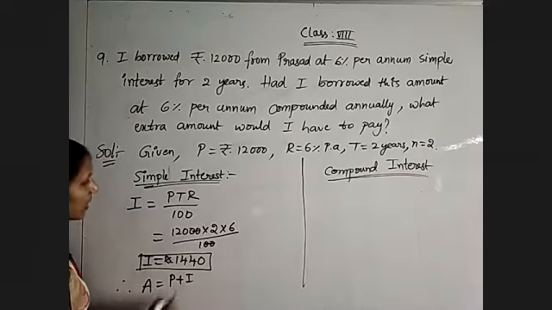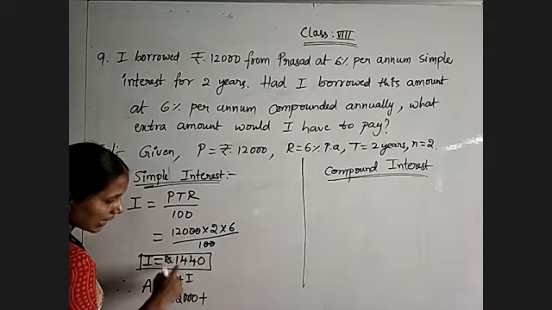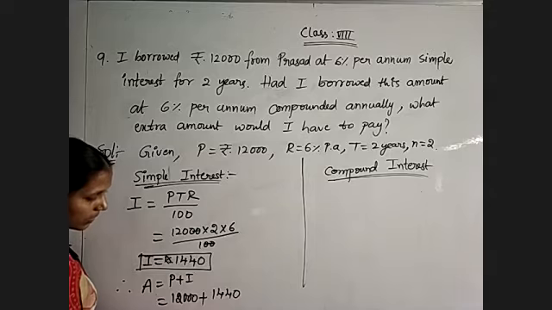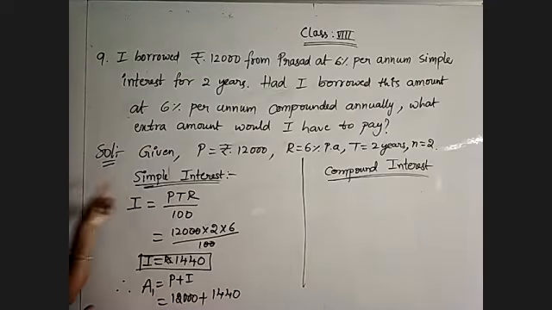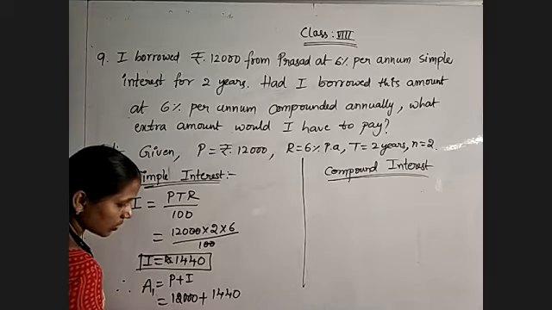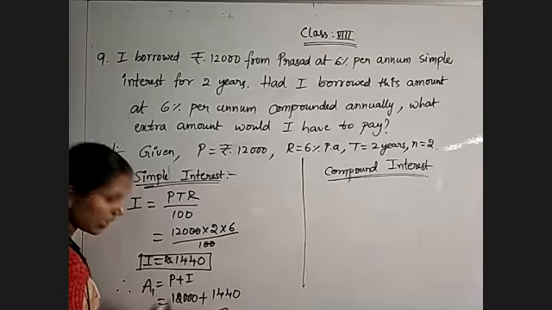Principal amount is 12,000 rupees plus interest amount is 1,440 rupees. So, let it be amount 1. Means first, in case of simple interest, how much amount he is paying, we will see. That is 13,440 rupees he is paying in case of simple interest.